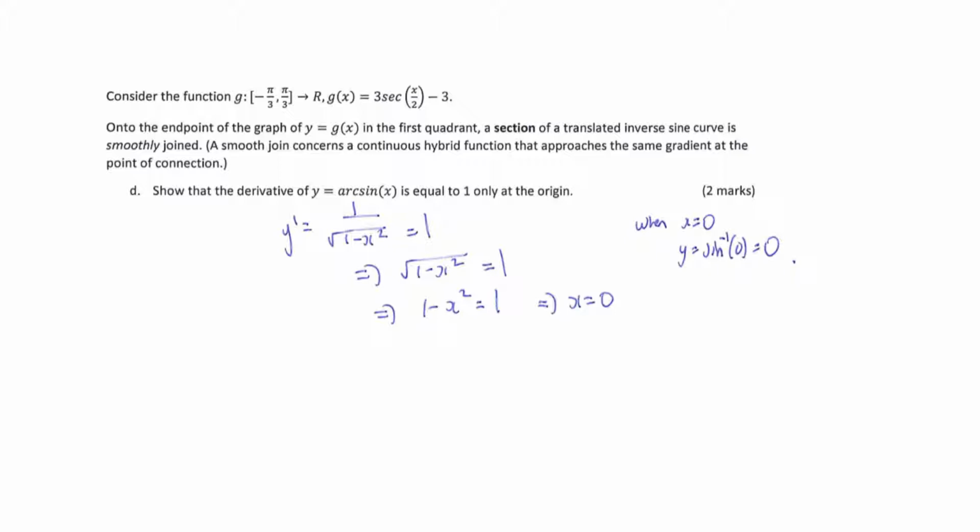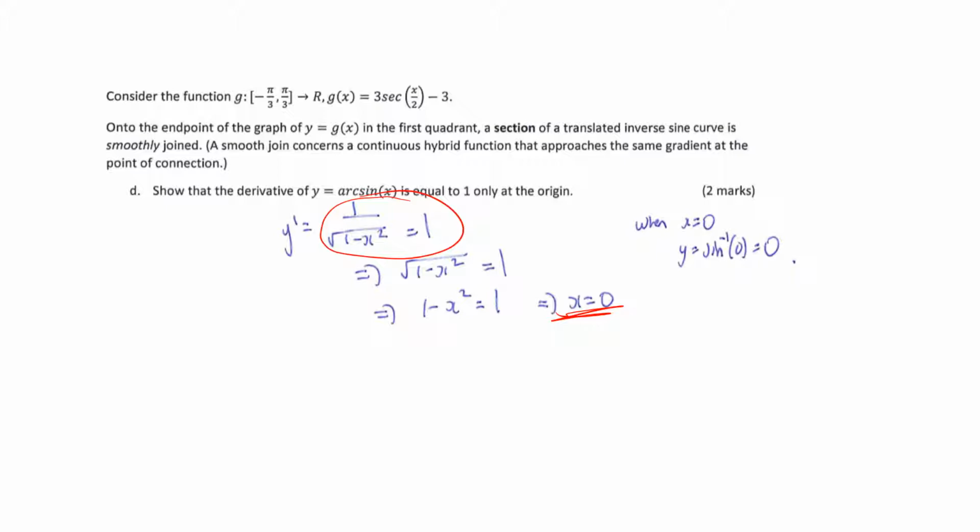Show that the derivative of the inverse sine graph is equal to 1 only at the origin. Okay, so there we go. We differentiate. That was a fairly easy task. Pretty much a gift for 2 marks. You got 1 for setting up the rule for the derivative of inverse sine, and then going on to show that it can only occur at x equals 0. What's the significance of that?